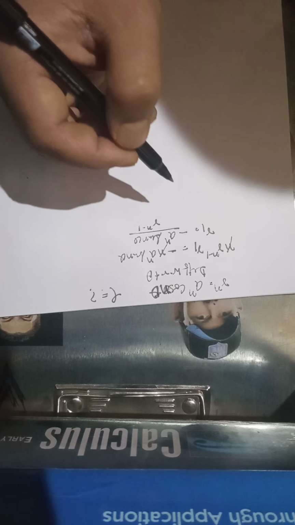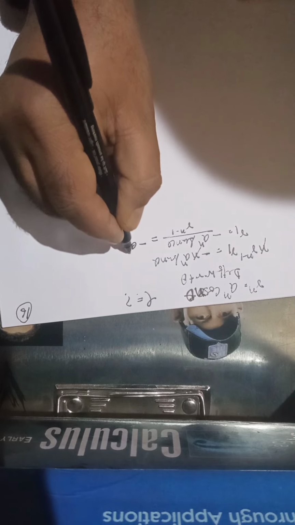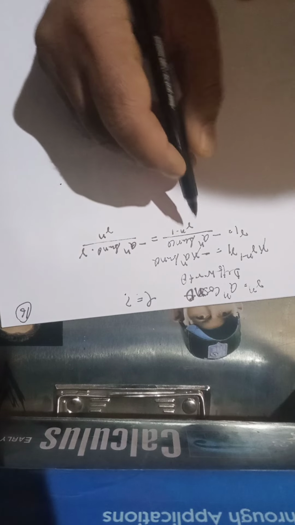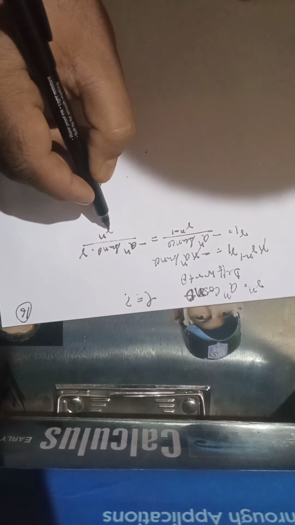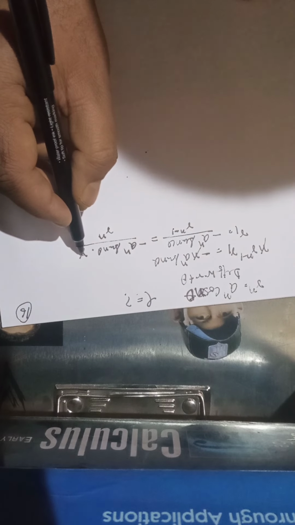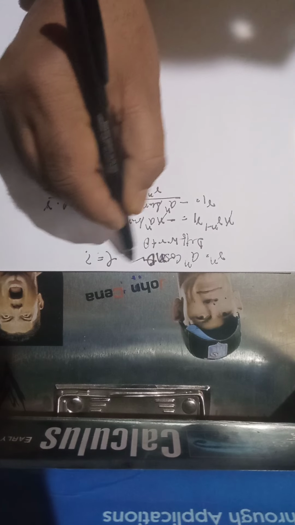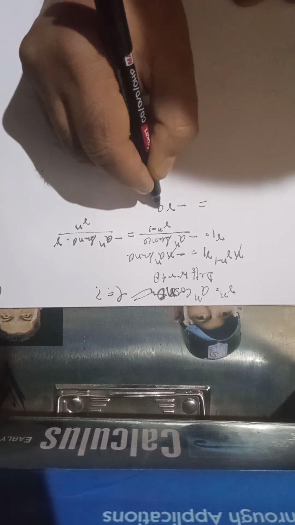Or you can write it as minus a raised power n sine n theta into r divided by r raised power n. r raised power n minus 1 can be written as r raised power n, and this minus r raised power minus 1 is r in the numerator. But it is given that r raised power n is a raised power n cos n theta. So this is minus r a raised power n sine n theta divided by a raised power n cos n theta. So your r1 is minus r tan n theta.